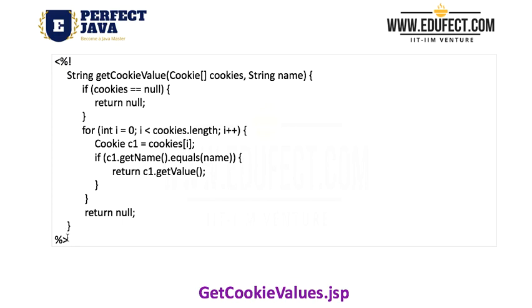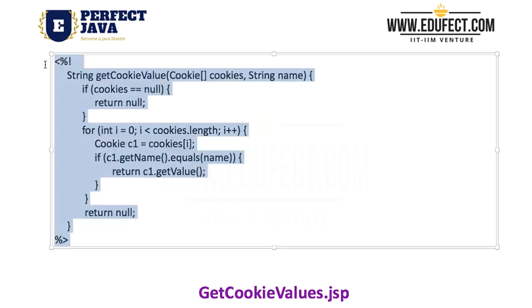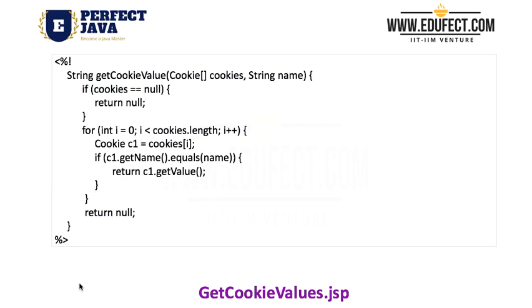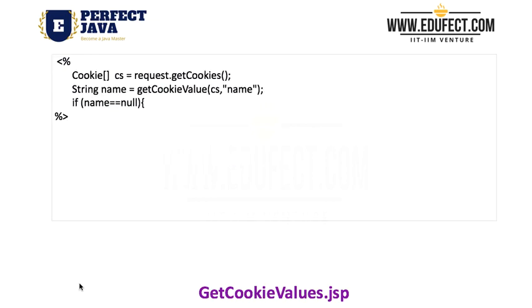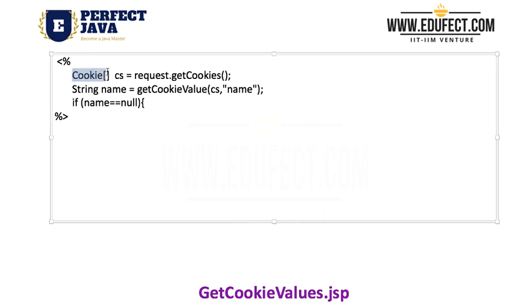And how do we put this code? This code can be put anywhere in our JSP page. I would recommend that we just put it at the bottom of the page so that it does not interfere with any of our code. Let's move further. Now we're defining the other parts of the same JSP page. Here we are saying cookie array CS is equal to request.getCookies. So this is how we get our cookies.